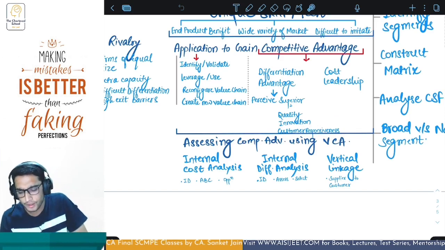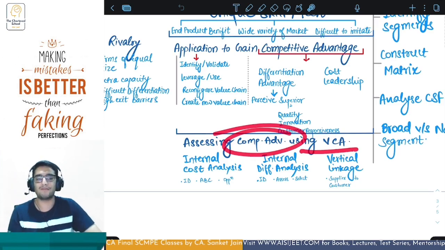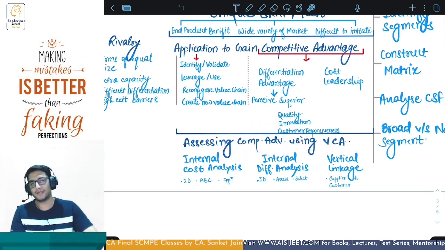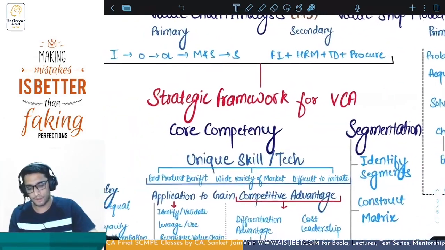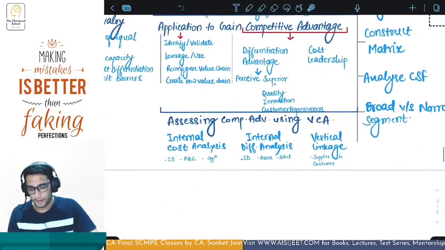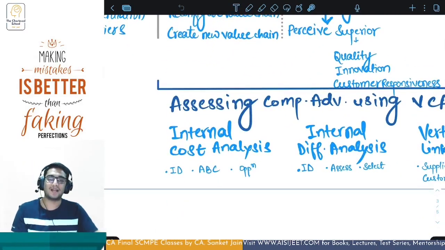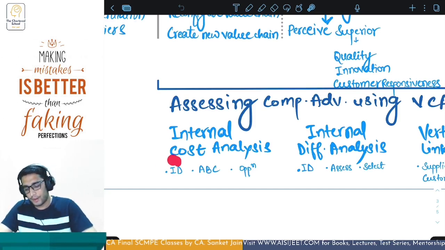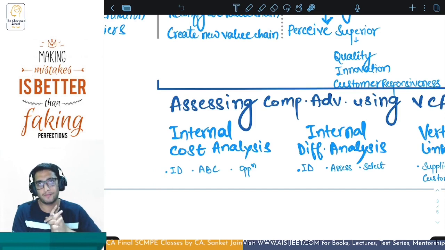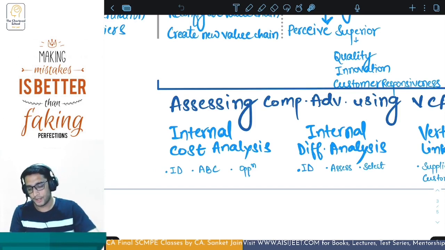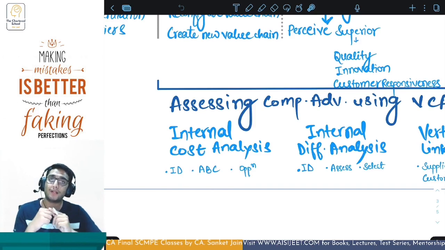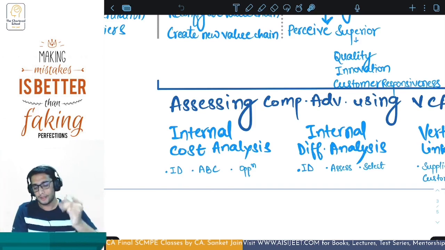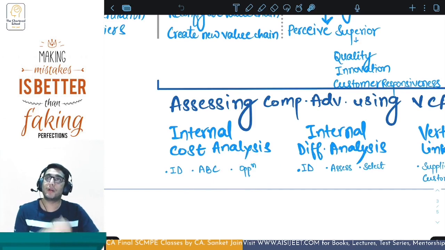Now, you can also assess competitive advantage using value chain analysis. How to do that? There is one way called internal cost analysis, in which you try to analyze the cost of your organization for this particular process or product or service. First of all, you identify all the activities that are involved under this process or product. Then you use activity based costing to allocate the cost to the respective activities. And third, you find the opportunity to reduce the cost if there is any.